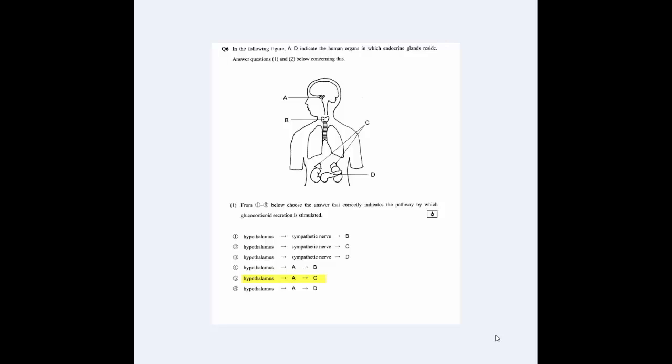Hypothalamus goes to A, goes to C. So A is the hypothalamus going to the anterior pituitary gland, which then goes to C, which stimulates the adrenal glands to secrete glucocorticoid.